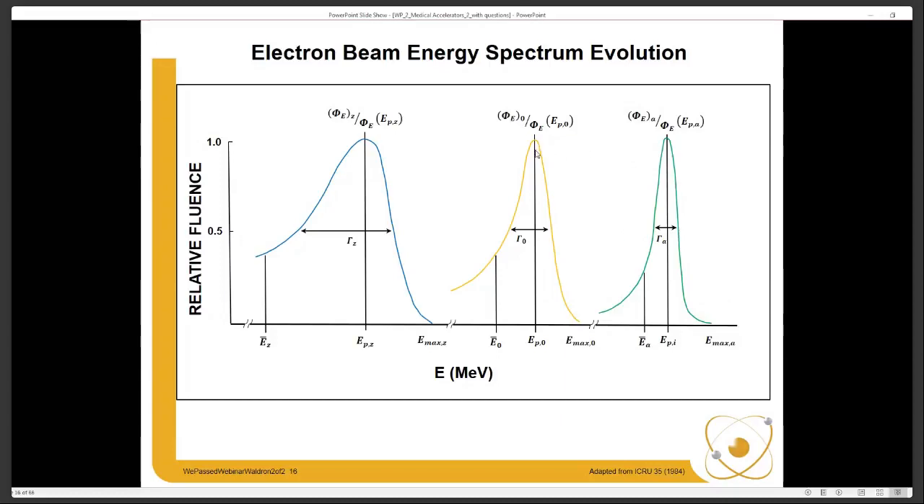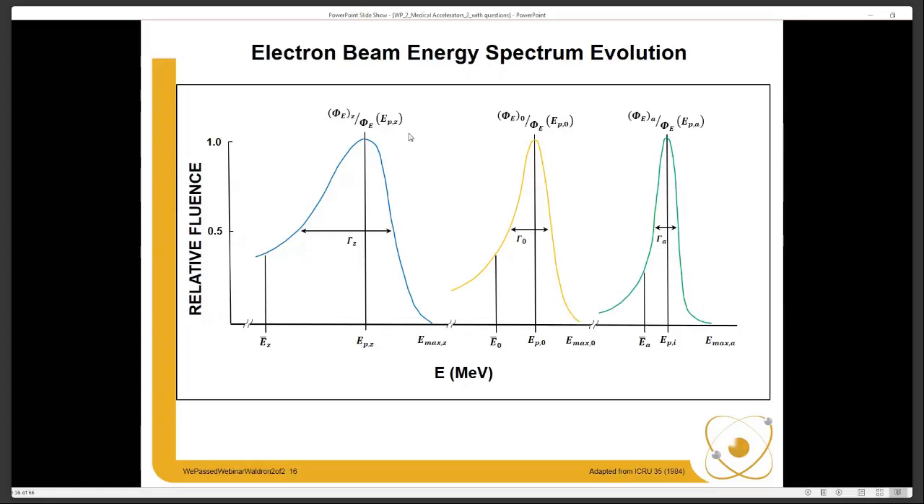If we consider the yellow or golden plot in the middle here, now we're talking about the electron spectrum at the surface of a water phantom or the patient. And so, of course, we've got the same designations here. We've got a gamma sub 0, an EP0, an E bar 0, an Emax 0, and so on. And what we can see is that just in passing out of the accelerator and through the air between the window and the patient, the energy spectrum has almost doubled in width.